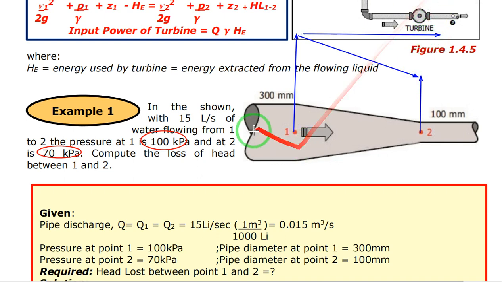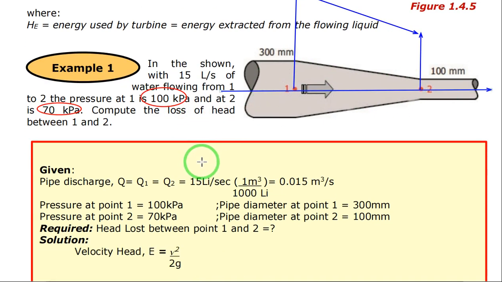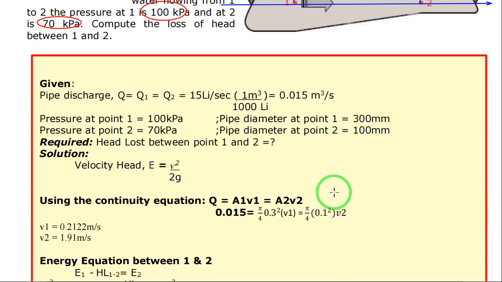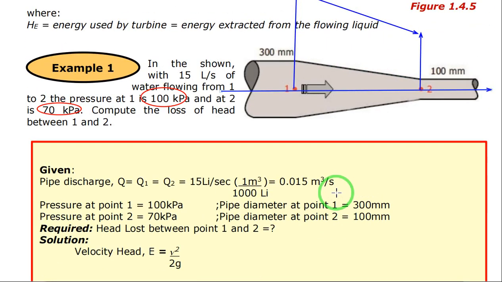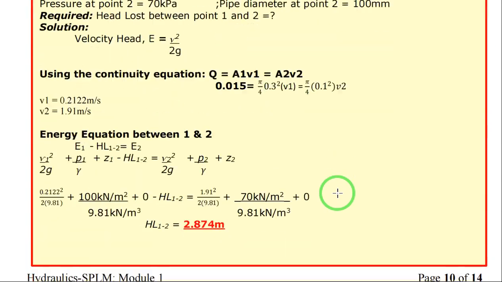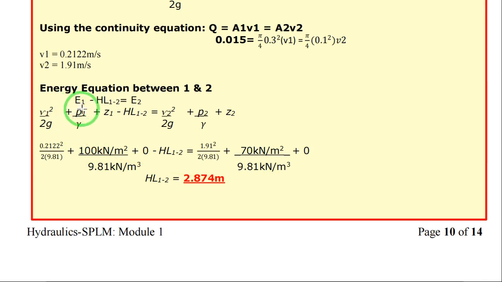Okay? Now, assuming that the center line of the pipe will be your datum line, so Z1 and Z2 should be equal to 0 since mao man siya imong datum line, and point 1 and point 2 naigo sila mismo sa imong datum line. Okay? So you convert the discharge into cubic meters per second. So you have 0.015 cubic meters per second. Okay? So you establish your energy equation. You have the energy at point 1 is equals to the energy at point 2 plus the head loss.